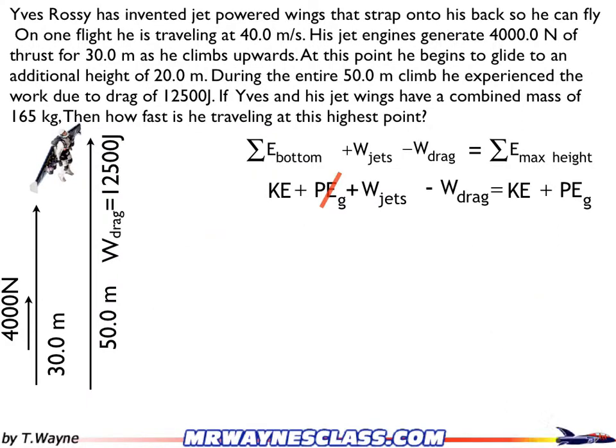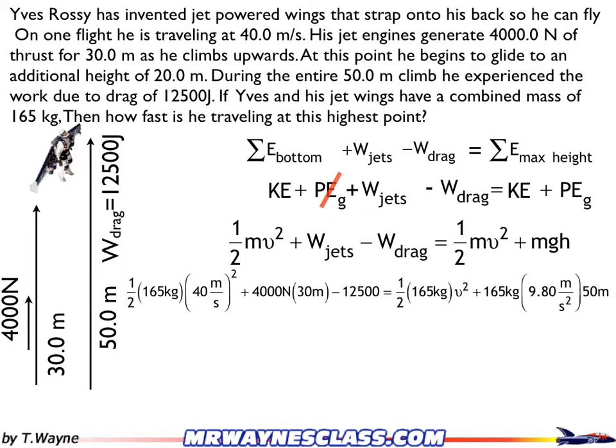So this sets up, in terms of my formulas, 1/2 mv squared plus the work of the jets plus the work of drag equals mass times 1/2 mv squared plus mgh. Now in the next step, when I'm putting in my numbers, I've got 1/2 mv squared, but for the work of the jets, I have force times distance, 4,000 times 30 meters. But for the work of drag, I just have 12,500 joules.